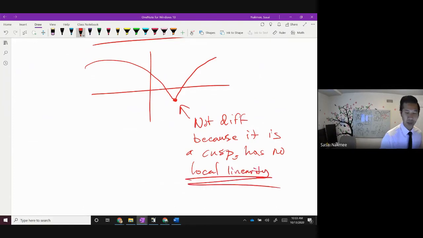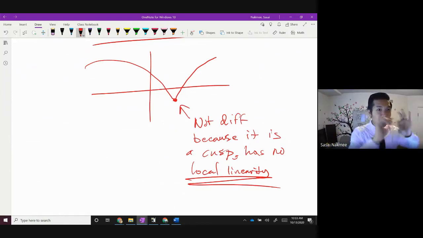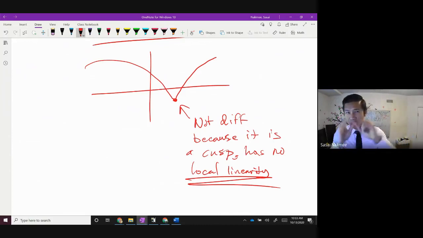That's the new word that I want you guys to remember for this one, by the way. Local linearity. If you get nothing else from this, something is differentiable if you zoom in enough, you'll see a line, right? The tangent line does that because when you get to that one point, it only touches that one point, it forms a nice line. If it doesn't have local linearity, when you zoom in, it still doesn't form a line.